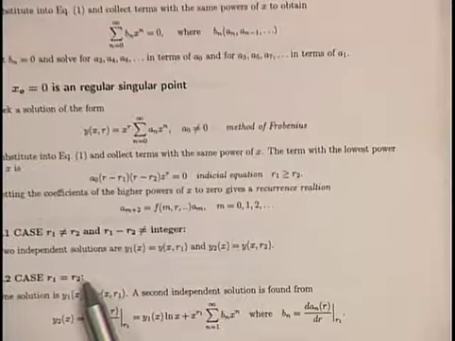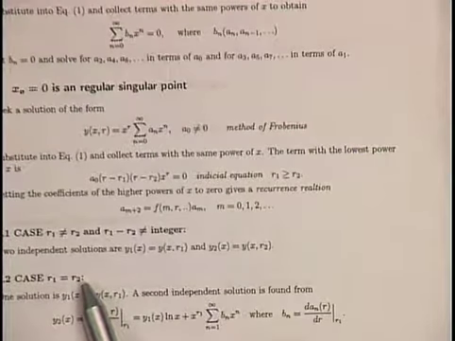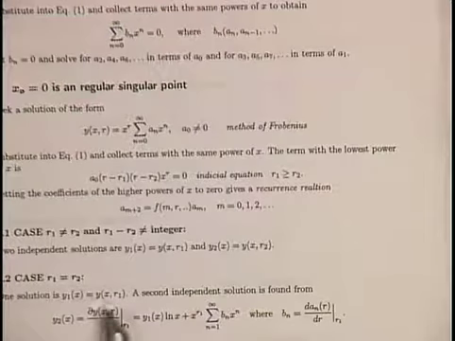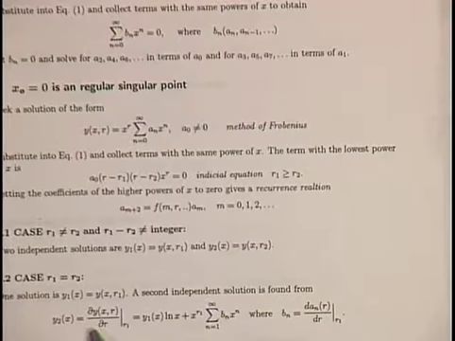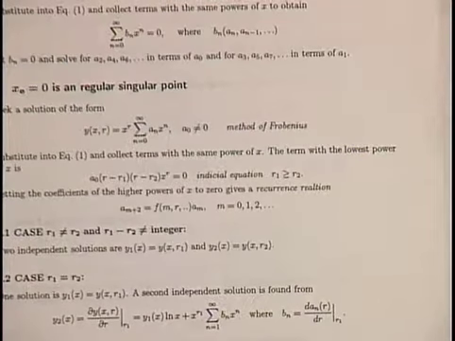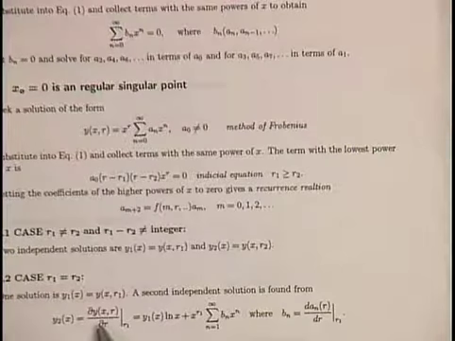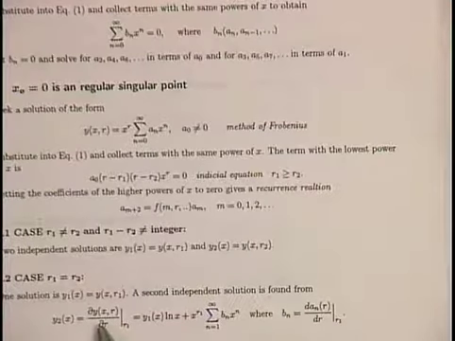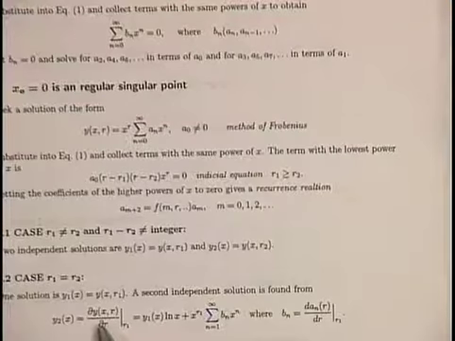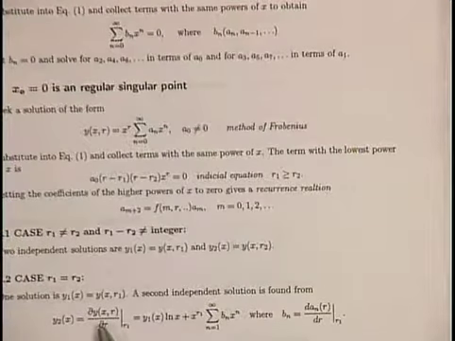What if R1 and R2 are equal? In this case, we will only be able to obtain one of the solutions, but we have to figure out the second solution. And we note that there are 2 methods in order to obtain the second solution. The first method is the Wronskian method, and the second method is the derivative method, which is involved here in the last problem in homework number 7.